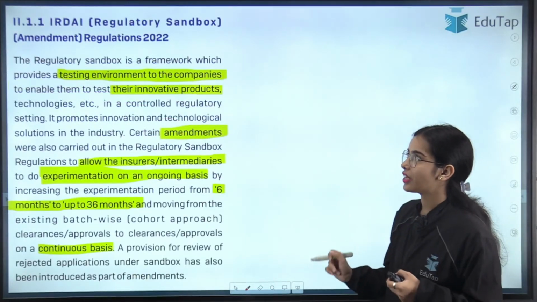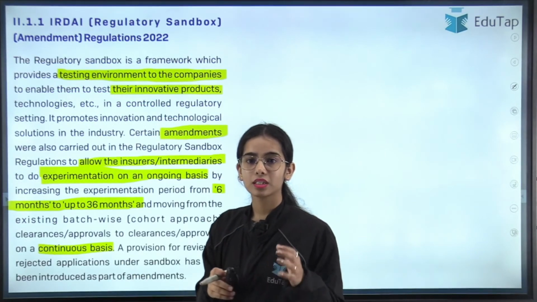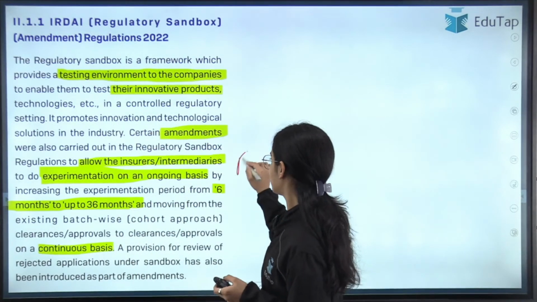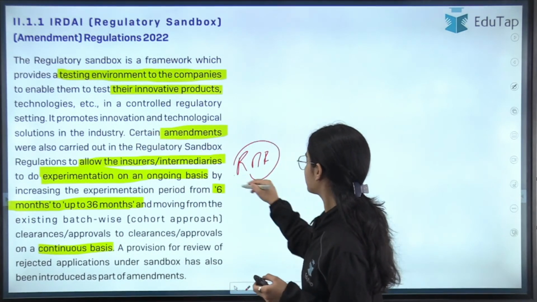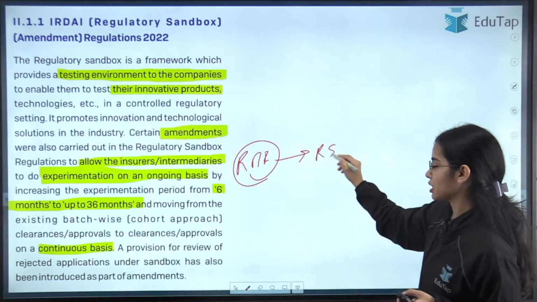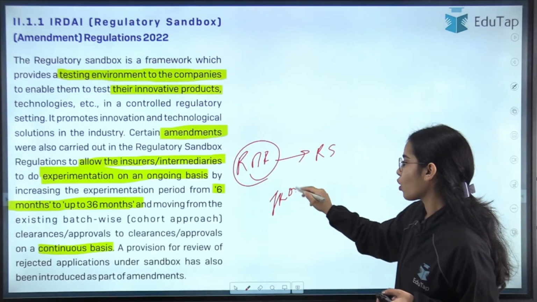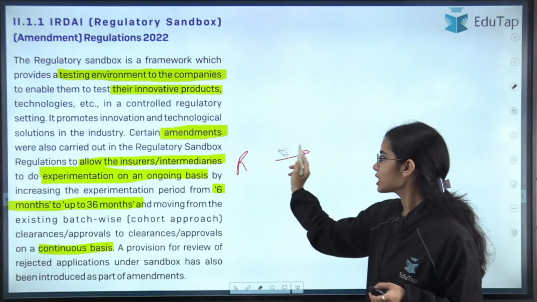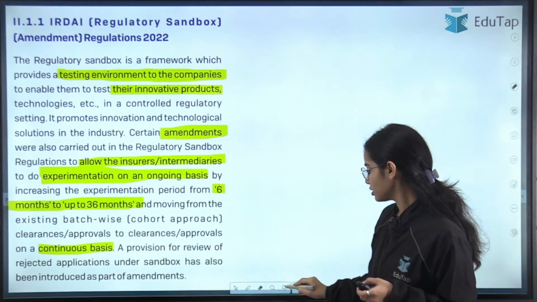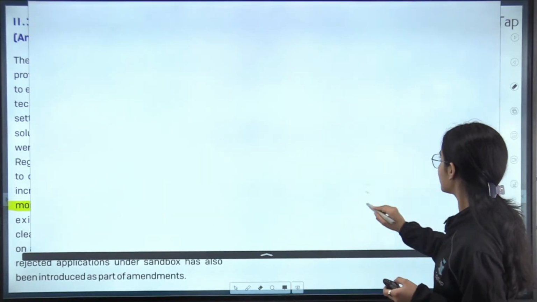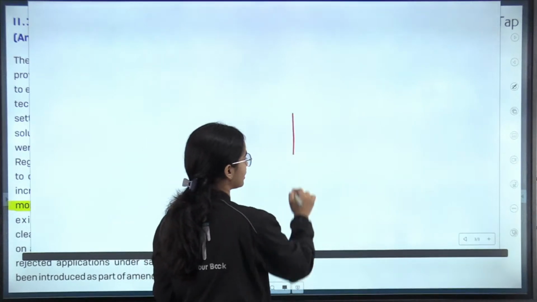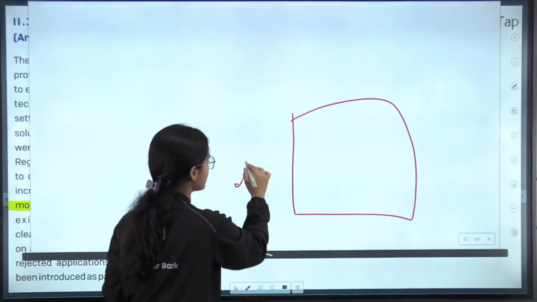Now coming to the next point, that is regulatory sandbox. Like the Reserve Bank of India, which has a regulatory sandbox, similarly IRDAI also has a regulatory sandbox. So what is the meaning of regulatory sandbox? A regulatory sandbox is a live testing environment.